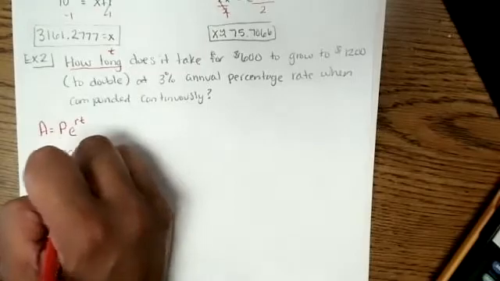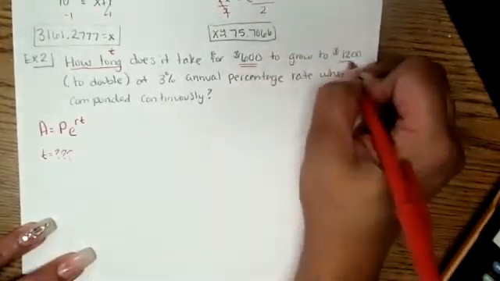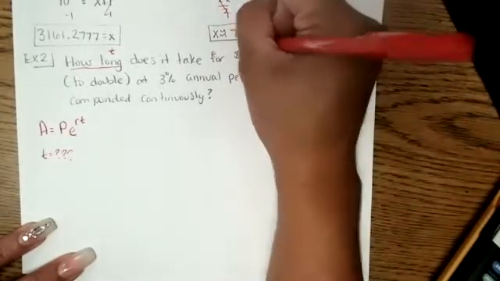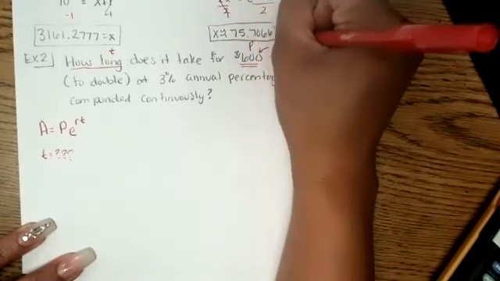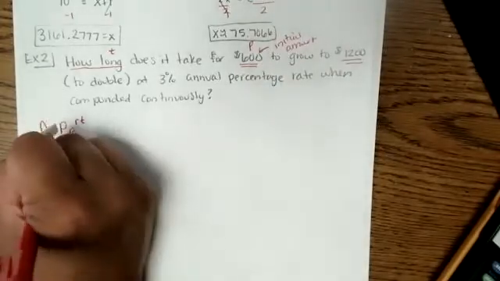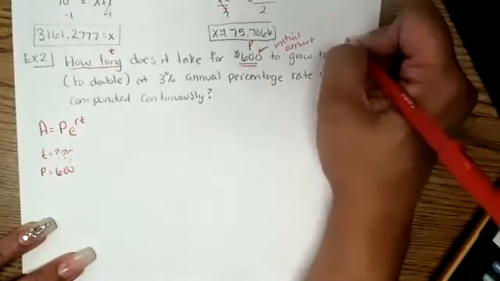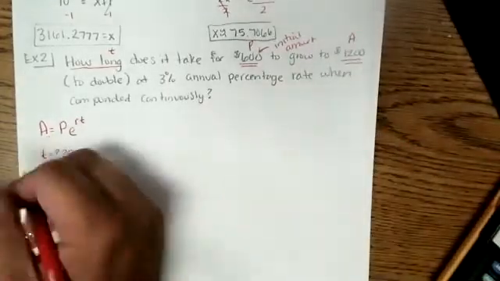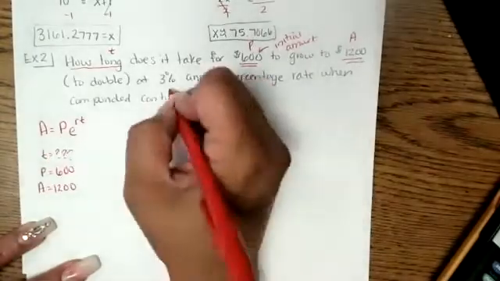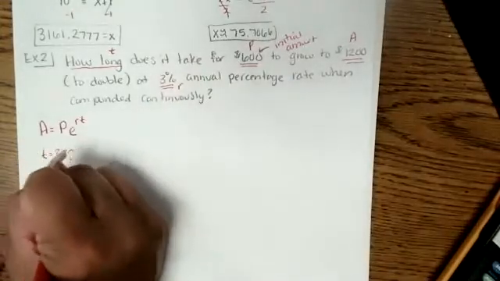Does it take for $600 to grow to $1,200. So that's going to be your principal amount. That's your initial amount. So the P is going to be 600. To grow to 1,200, that's what you want to end with. So your A is going to be 1,200 because that's what you want to end with. And then right here you have 3%. That's going to be your rate.